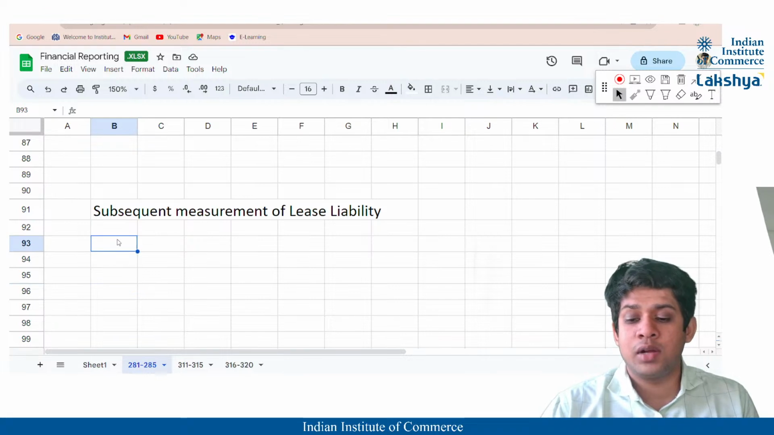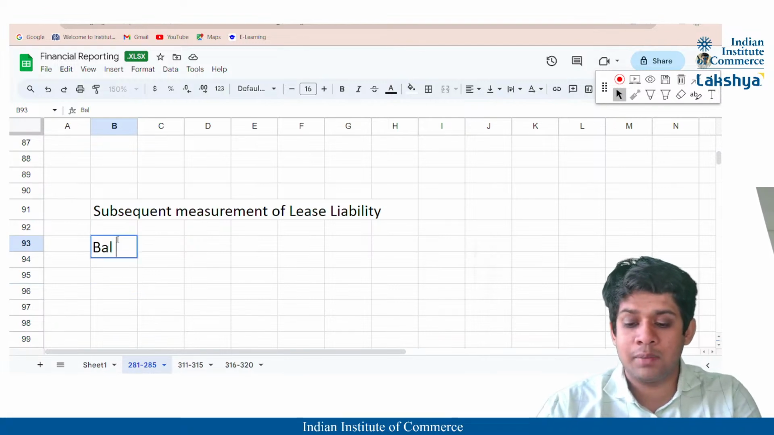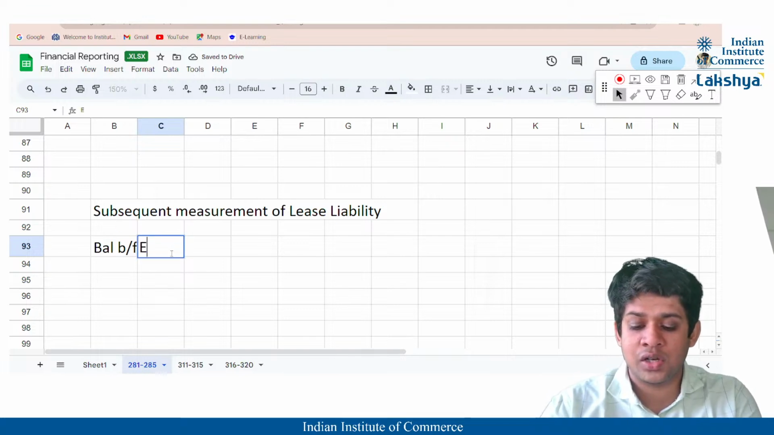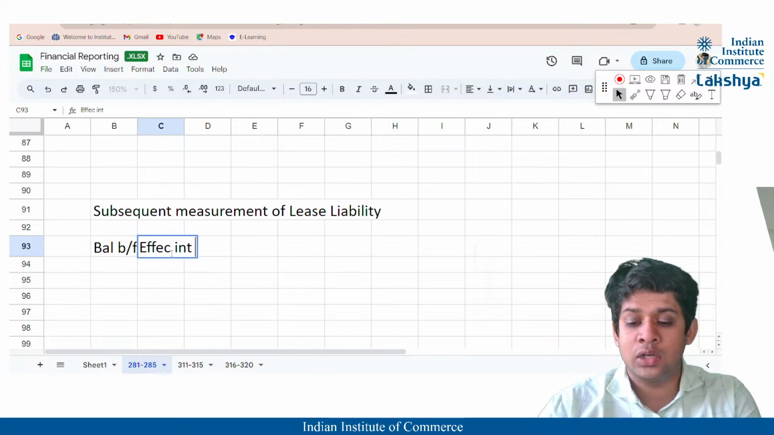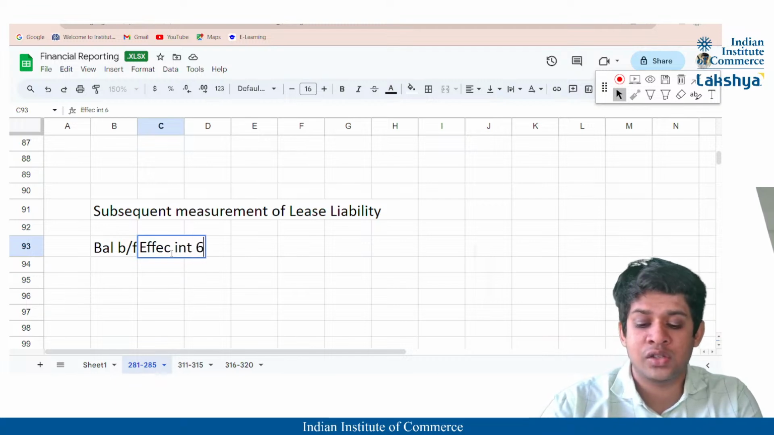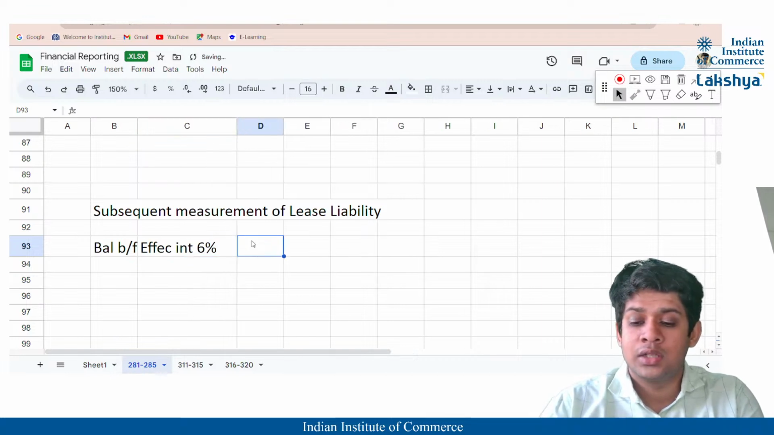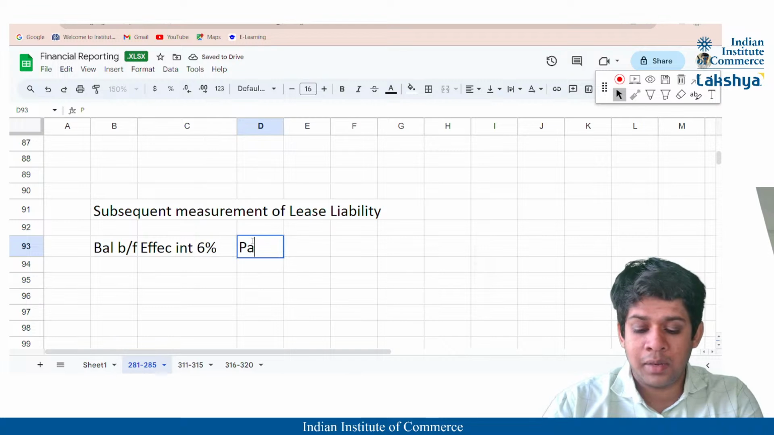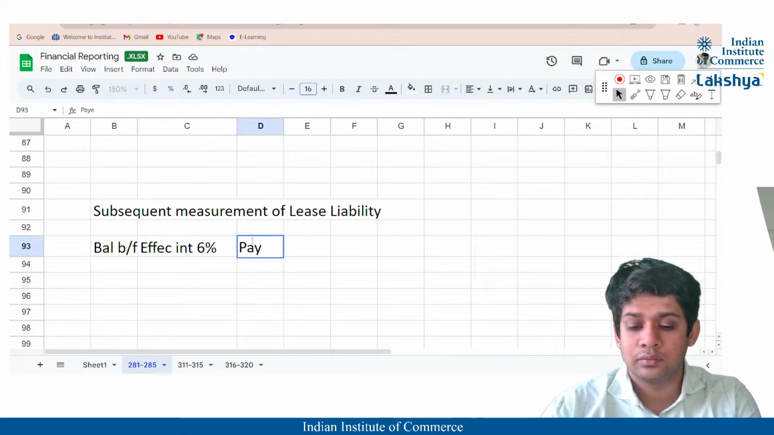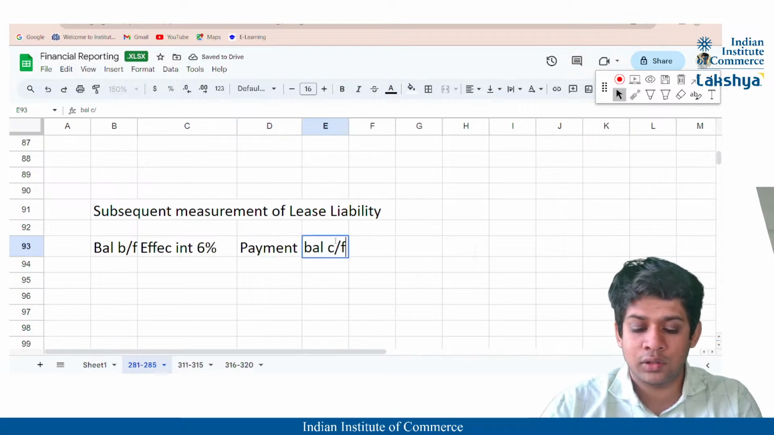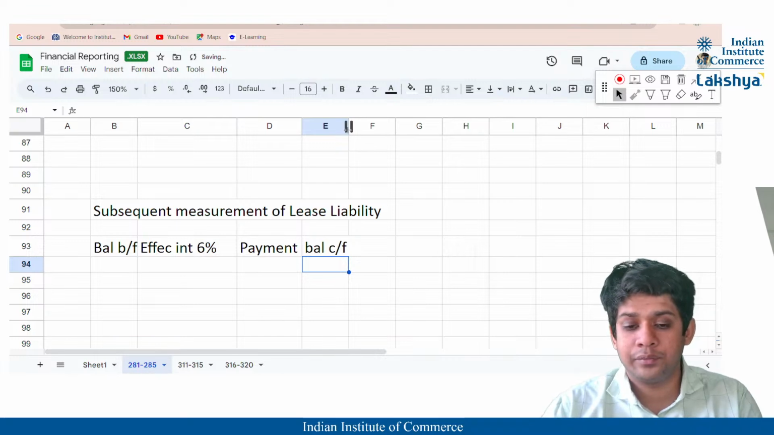So subsequent measurement of your lease liability: you're going to have the balance at the start of the year, balance brought forward, after which you're going to have your effective interest rate because it is annually in arrears. Firstly, you'll calculate the interest rate, which is mentioned as 6%. Then you will have your payment made. And then after that, you will have your balance carried forward.